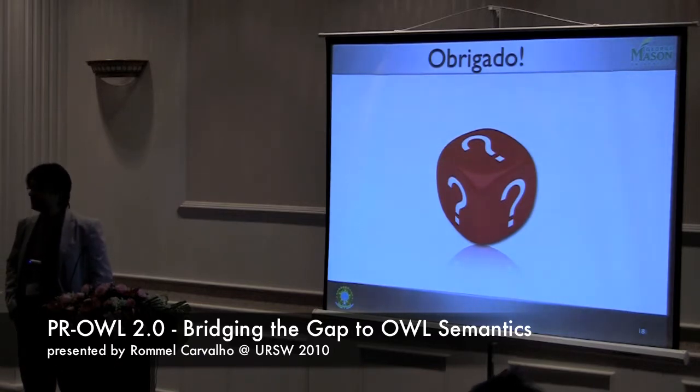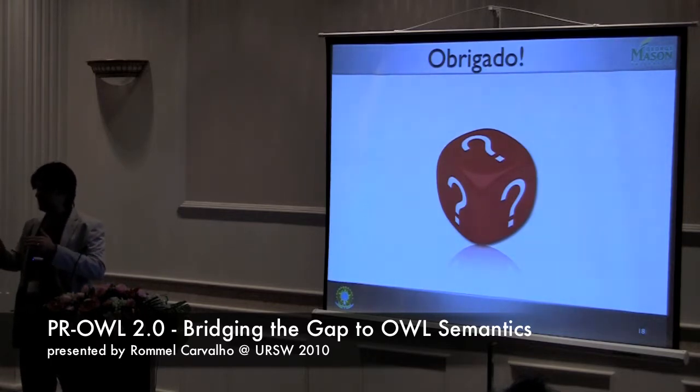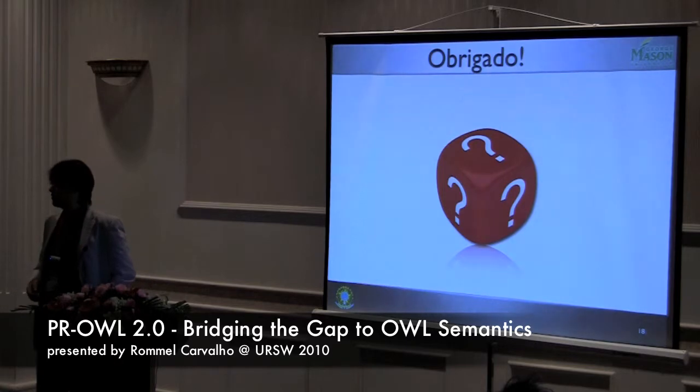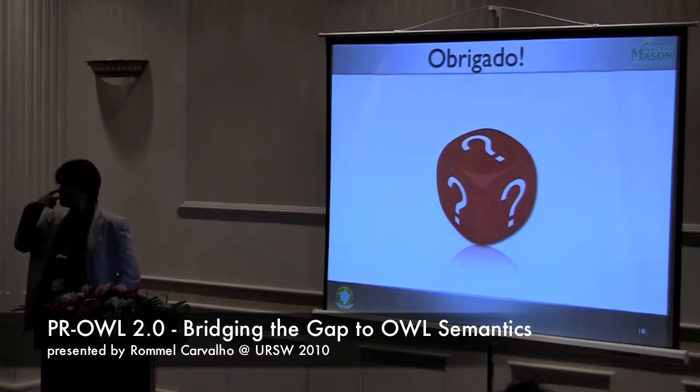Yeah, we're actually using OWL 2 now. We already have an alpha version of the tool working. We're defining the syntax and the semantics at the same time we're implementing the tool, so we can test the two. We're already using Protégé 4.1, and we're going to use OWL 2.